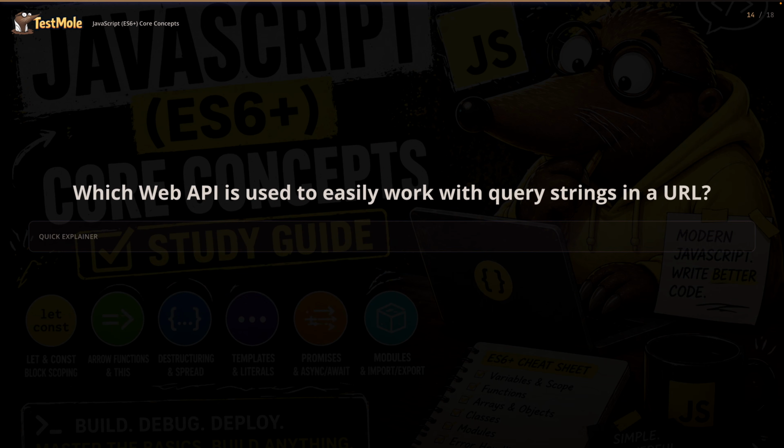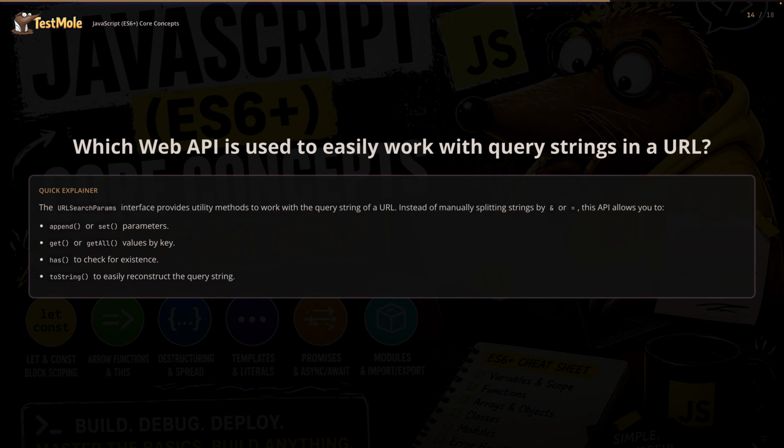Which web API is used to easily work with query strings in a URL? The URLSearchParams interface provides utility methods to work with the query string of a URL. Instead of manually splitting strings by & or =, this API allows you to append or set parameters, get or getAll values by key, has to check for existence, and toString to easily reconstruct the query string.